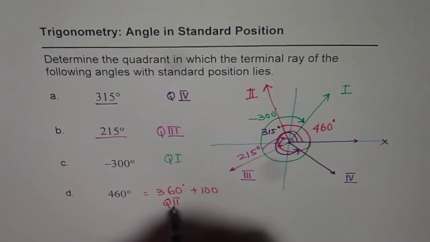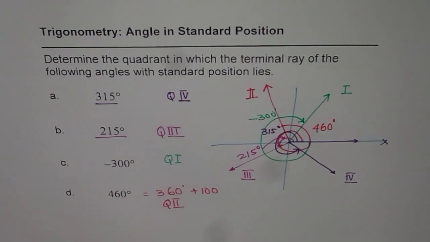Quadrant 2 here. So that is how you get the quadrant of the terminal ray for a given angle. I hope that makes things absolutely clear. Thank you.